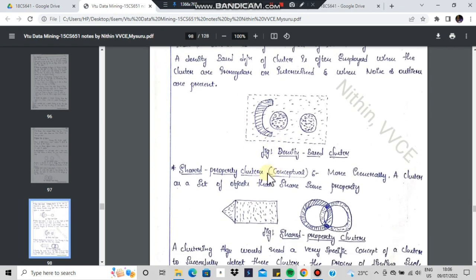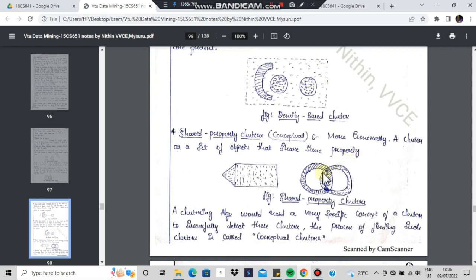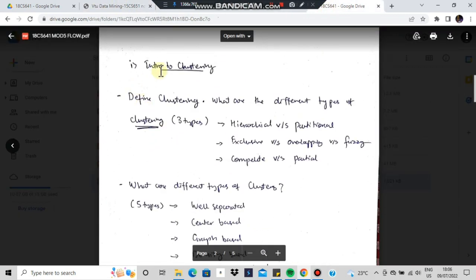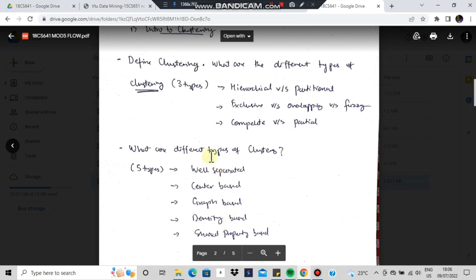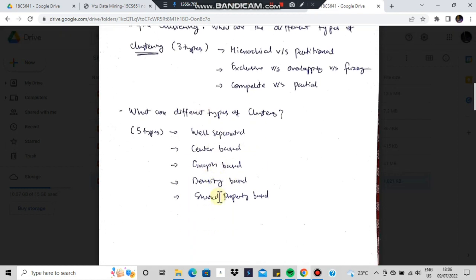Then you have the last one, which is the shared property cluster. Here if the two clusters overlap, that is also considered as a cluster. So here is a dotted cluster, here is a line cluster, they both overlap at these points, so that is a shared property cluster. Those were the 5 different types of clusters. So we are done with chapter 1, introduction to clustering. We have discussed 5 different types of clusters now. Let's move on to the next one.